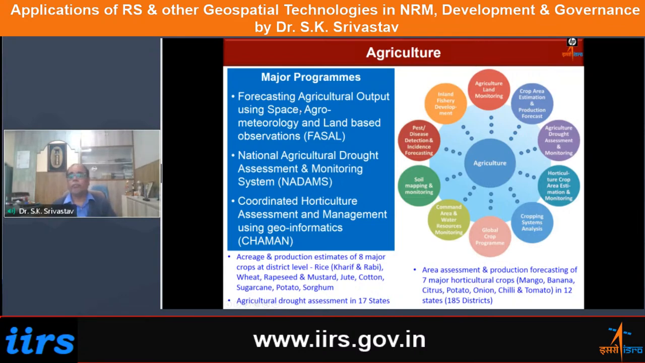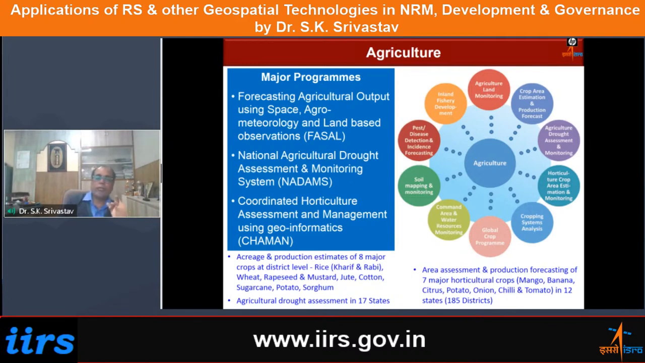The first program, which is very important, is known as the FASAL program. FASAL is an acronym which stands for Forecasting Agricultural output using Space, Agrometeorology, and Land-based observations. Here, the crop-related information, particularly the cropped area for different crops, is mapped from the satellite images, and that information is then integrated through crop yield models by combining the satellite imagery information, the agro-meteorological information, and other land survey-based information.